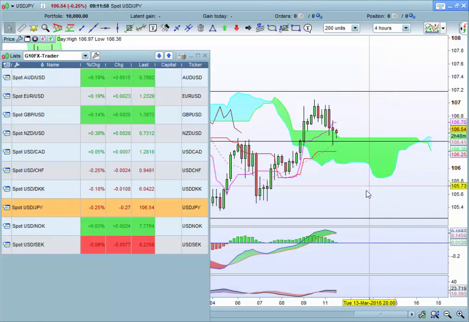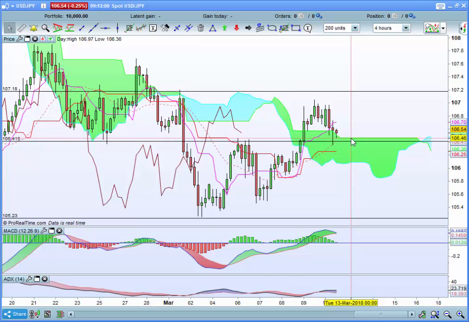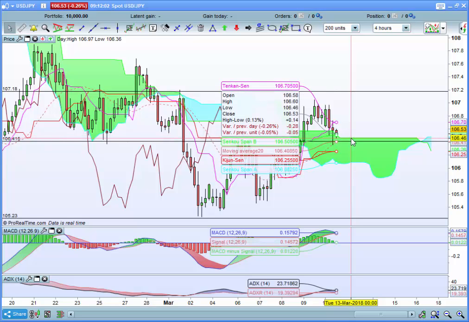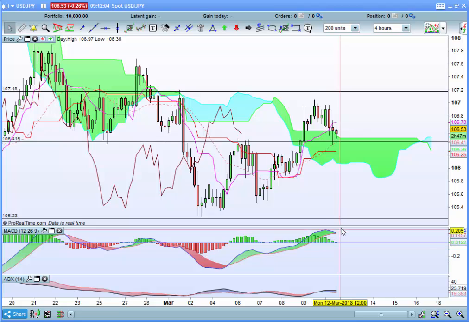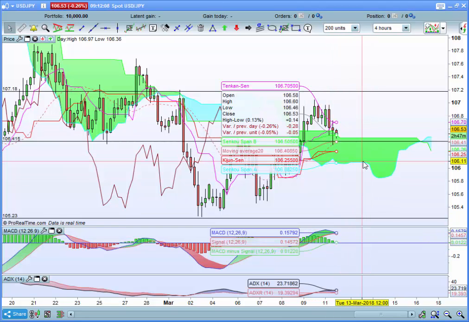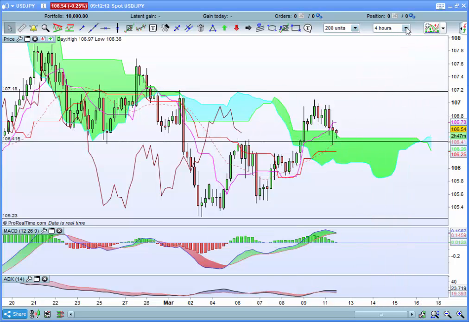US dollar yen on the 4-hour chart fighting for support at the front end cloud at 106.46, potential rebound zone there, but watch out, the MACD might just fire a sell signal, then we're going to dip back into the cloud, and you can pick it up at 106.11. That's on the 4-hour chart.